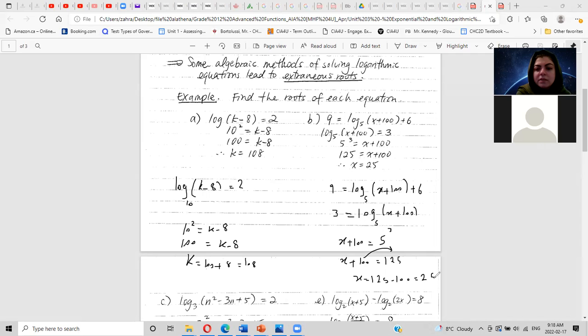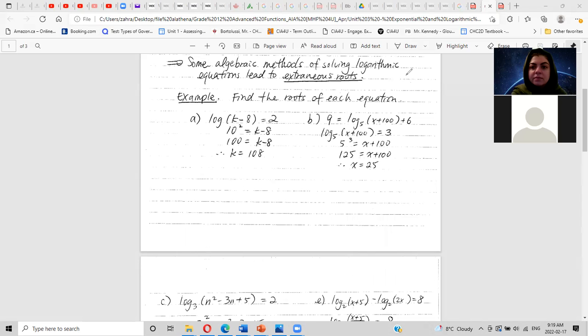So in both cases, our answer should be in the domain. You can check it, right? 108, let's say you put it back here. 108 minus 8 is 100, so it's positive. So the answer is acceptable. If you get a negative number, you have to discard that answer. Now here the answer is 25. You put 25 here, 25 plus 100 is still positive. So it's good, you can accept that.